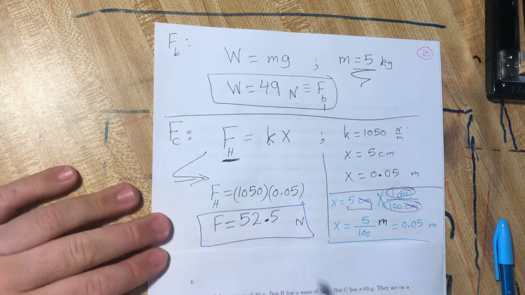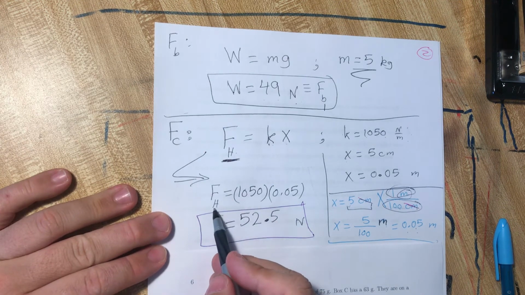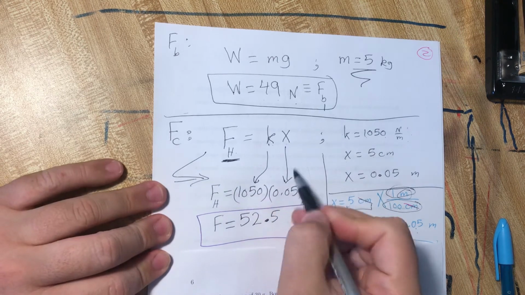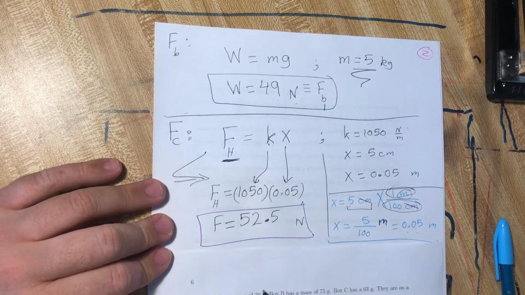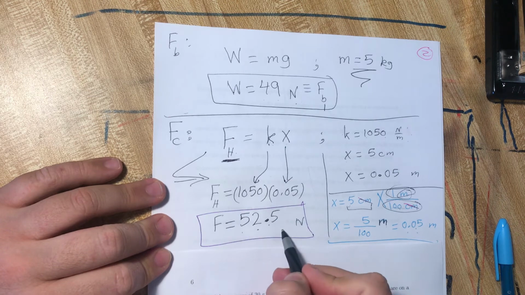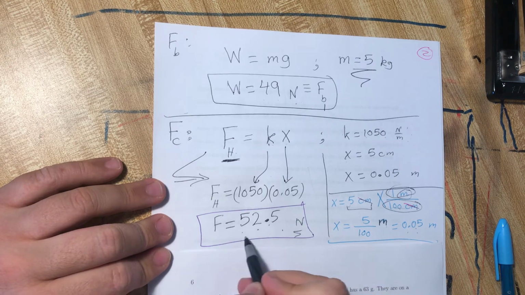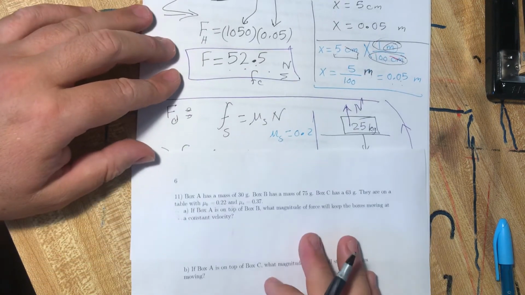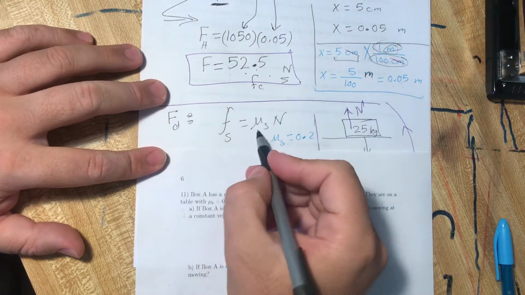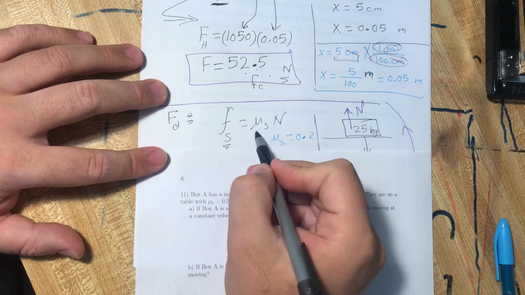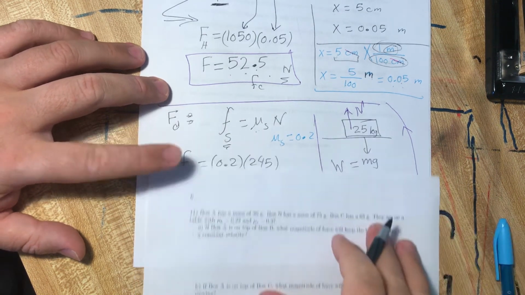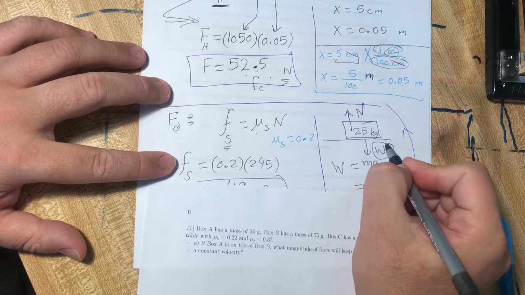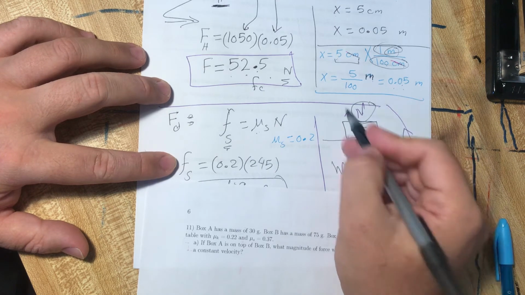Now I can find Hooke's force, which is Hooke's constant for this spring multiplied by the displacement. It will be 52.5 newtons. This is force C. The final force, which is a friction force, is equal to mu s, because it is static, multiplied by the normal force. We have a mass of 25 kilograms. We need to find the weight downward and then find the normal force upward.